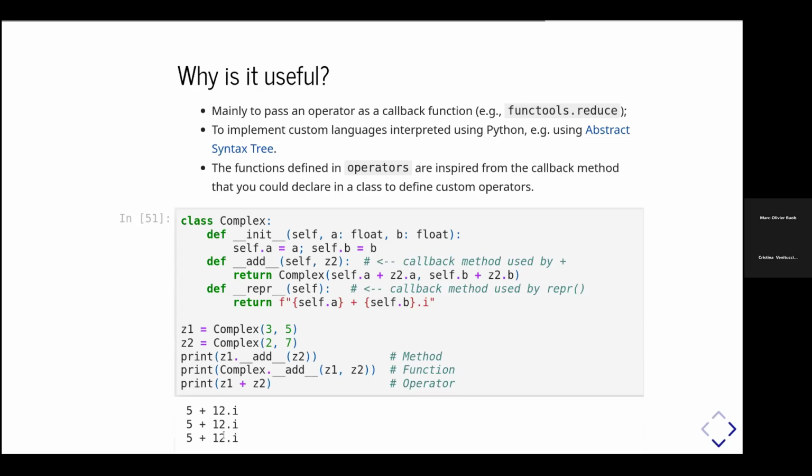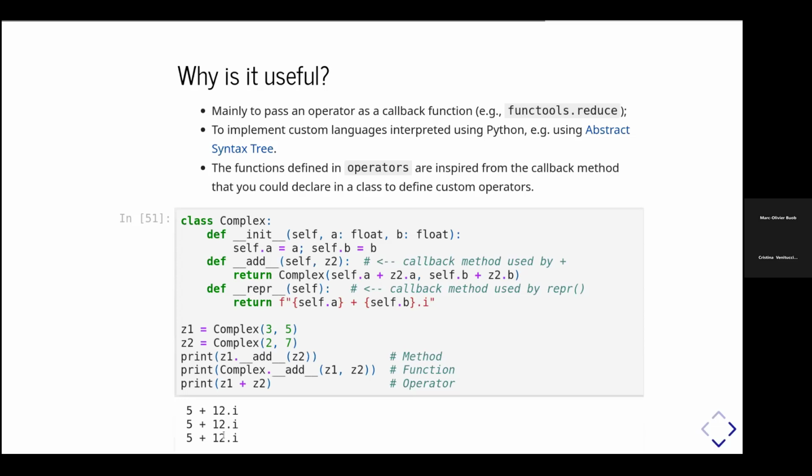Another example, simpler than Cartesian genetic programming, is the abstract syntax tree. You have a parsed operation, and now you want to execute this operation. You want to call the appropriate operators, so the operator module will be useful.